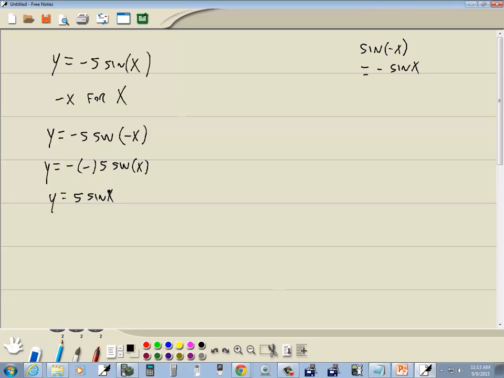Now the question is whether we can put this back so that it looks like our original function. Well, there's no way I can get that negative back. It's lost. So that means it's not even. The test for whether it's an even function or not is that if you put a negative x in for the x, then you do a little bit of simplifying, and see if you can get it to look like the original function.